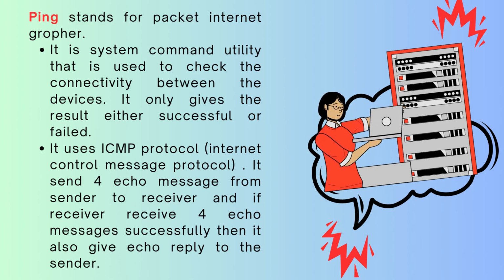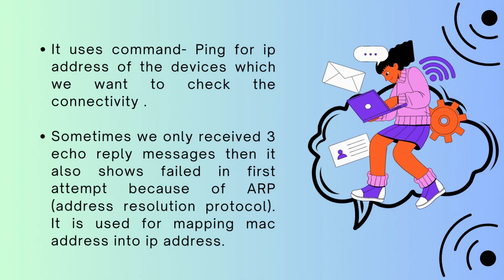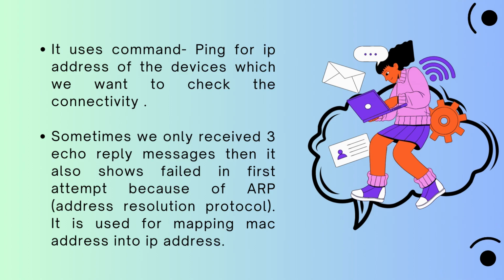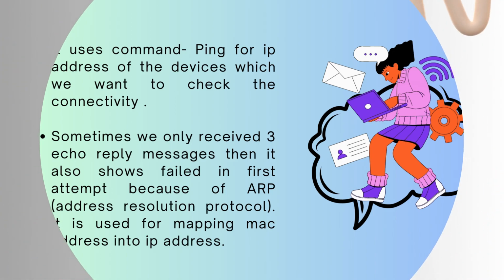It sends 4 echo messages from sender to receiver, and if the receiver receives the 4 echo messages successfully, then it also gives an echo reply to the sender. It uses the command ping followed by the IP address of the device whose connectivity we want to check. Sometimes we only receive 3 echo reply messages, and it shows failed in the first attempt because of ARP, Address Resolution Protocol. It is used for mapping IP address into MAC address.